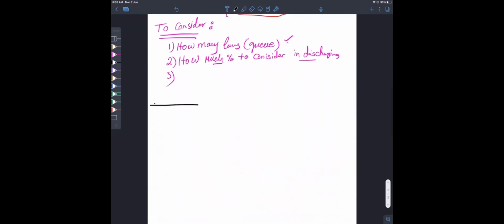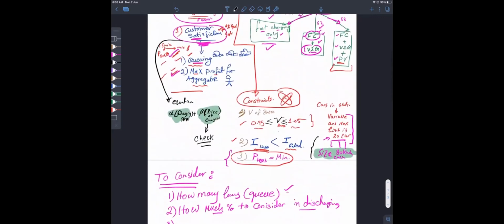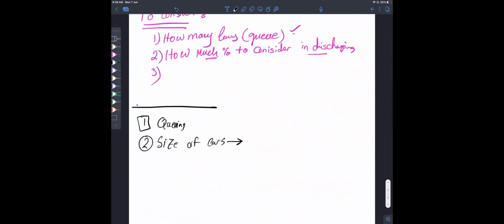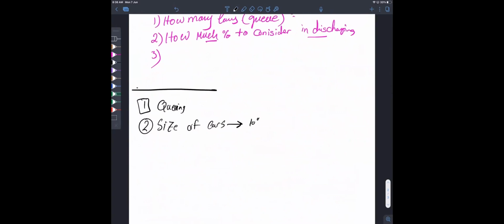Okay, so you want the queuing, right? Yes. Also, you need to know the size of the cars. I will make a choice between 1 to 20 cars. How many cars do you want to incorporate? I'm thinking, instead of fixing it like this, I can do penetration, you know, like 10% penetration of our grid capacity.